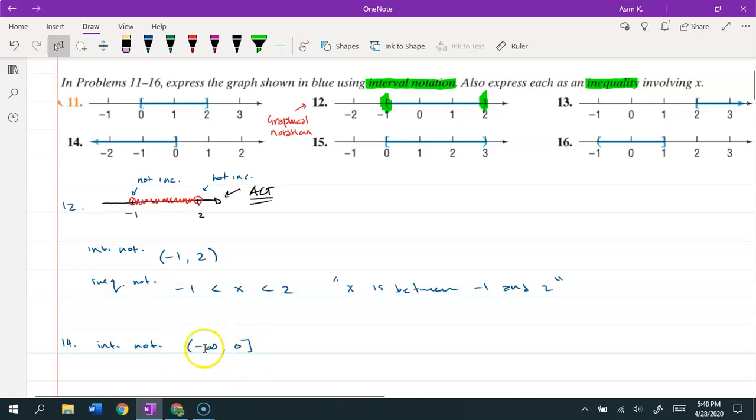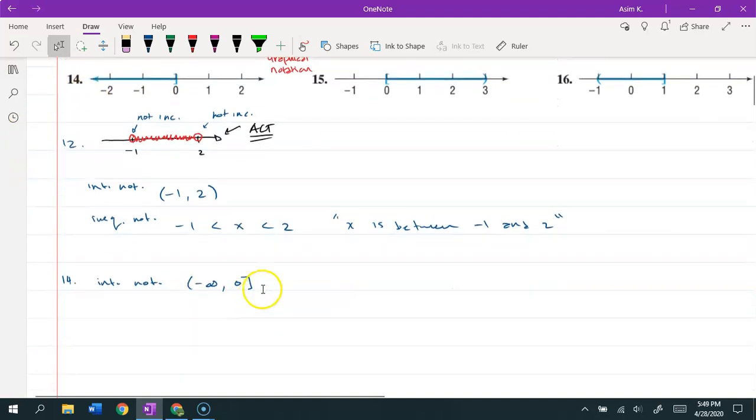But the -∞, just think about the idea of -∞. You can't ever reach -∞. If you don't understand what I mean by -∞, look, there's -1, -2, -3, and so on and so forth. So you continue to go in the negative direction to infinity. So we call that -∞. So this is the interval notation.